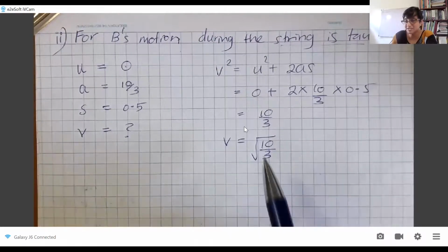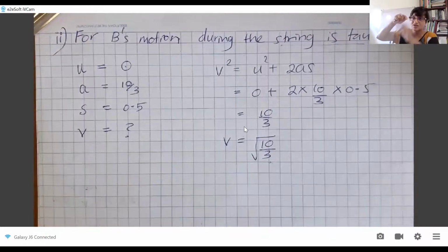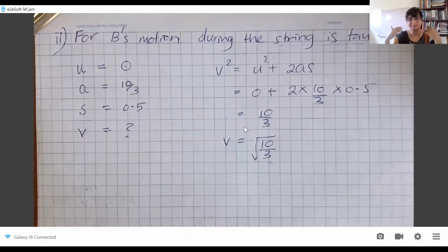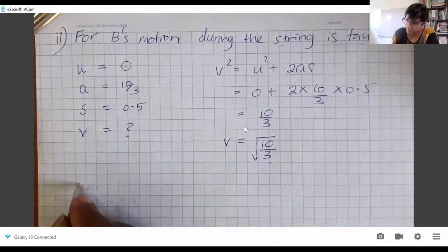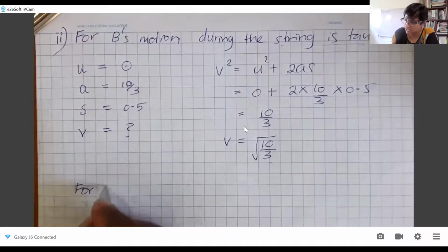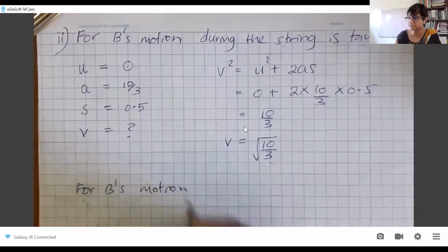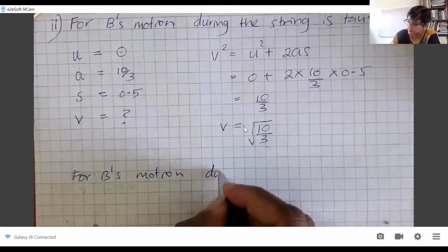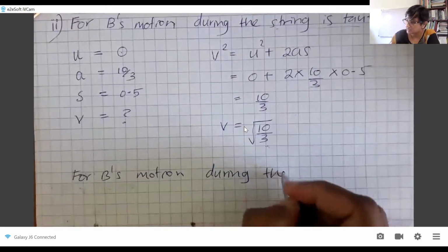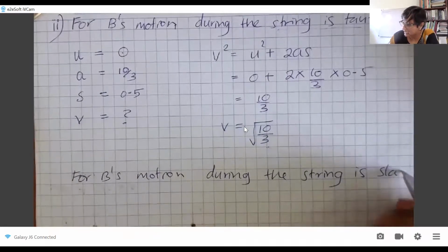Right, now that speed, this velocity, would be the initial velocity for the next part of B's motion, when the string is slack. So let's apply more equations of motion again, to a different part of the motion. For B's motion during the string is slack, you have to write all this.